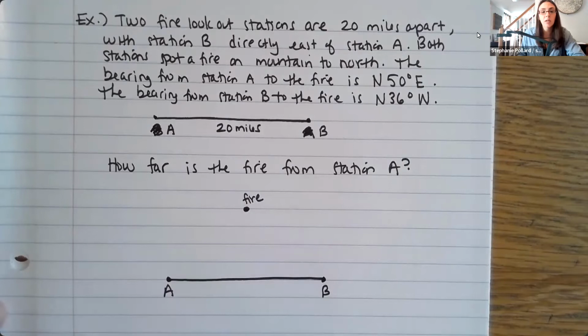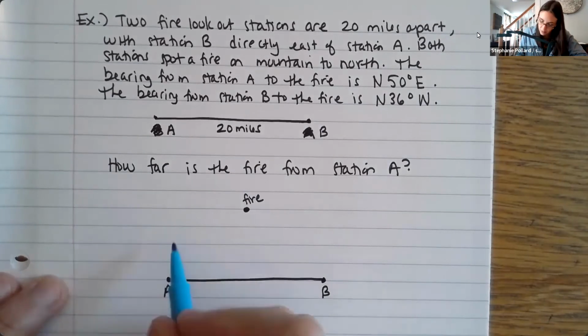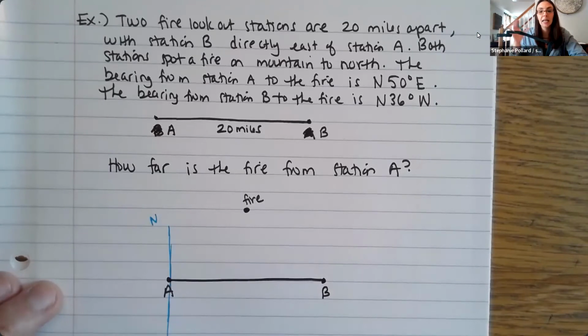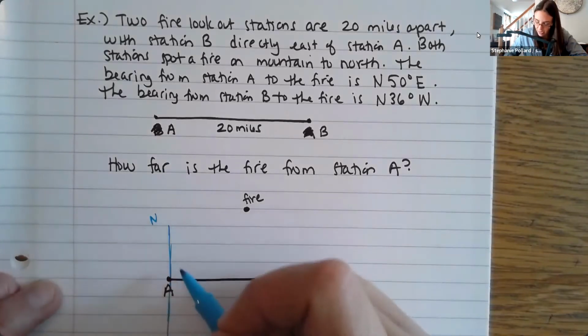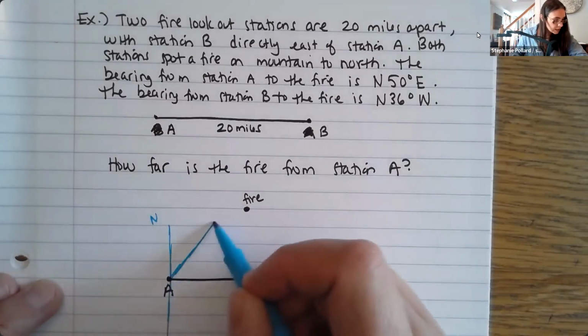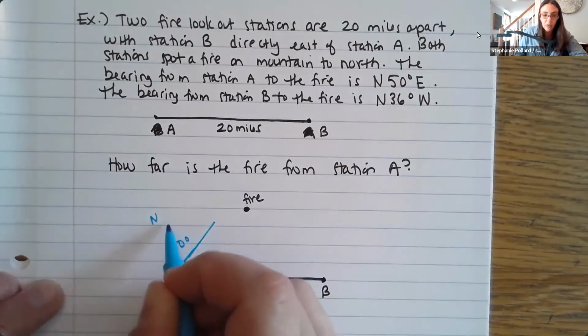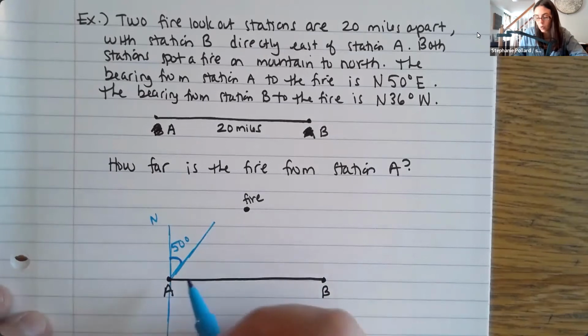Now from station A, the bearing is north 50 degrees east. Now think back a few videos here. With bearings, it's always off a north-south line. So like a straight up and down line, right? This is your north-south line. And it's 50 degrees east. So that angle there is going to be right here. This is your 50 degrees, again, off that north-south line and going towards the east.